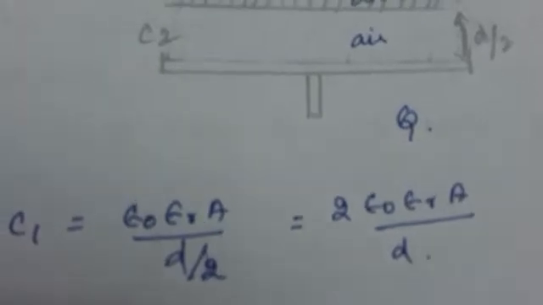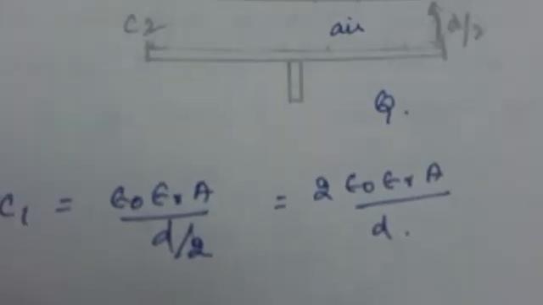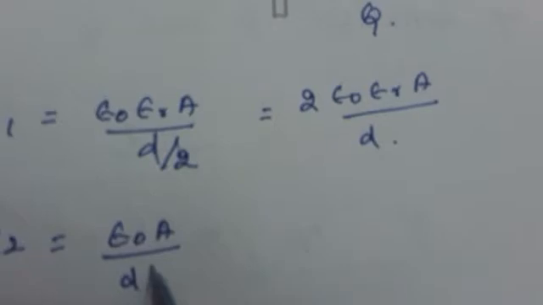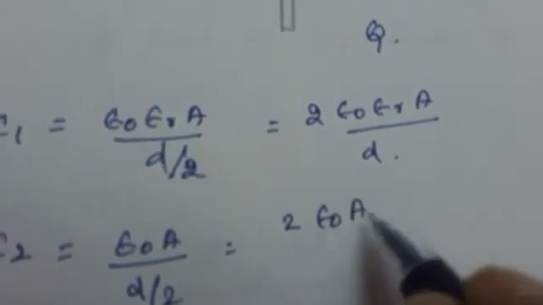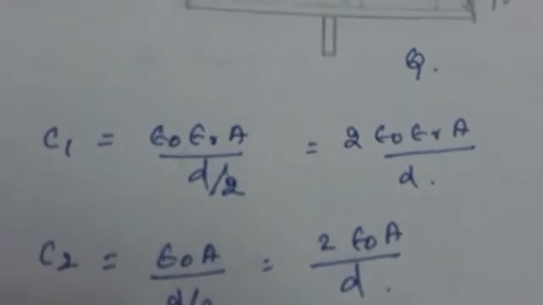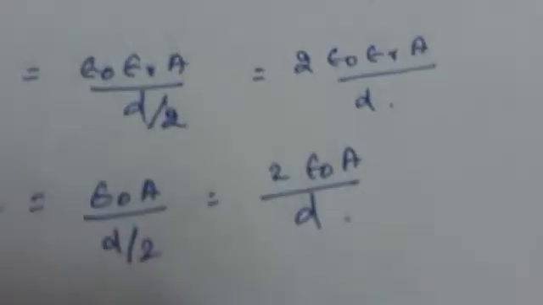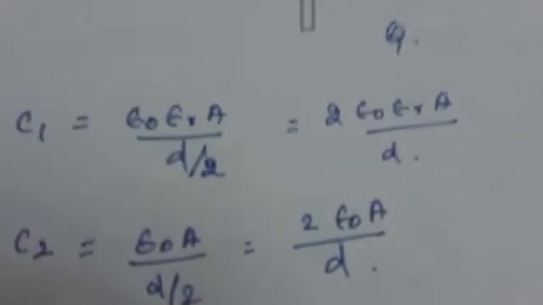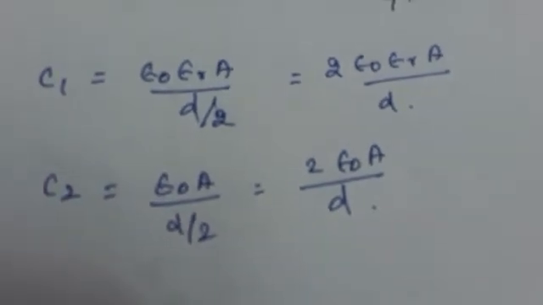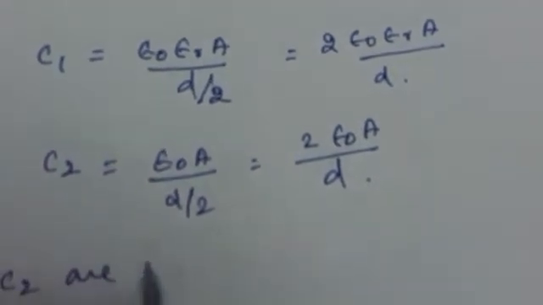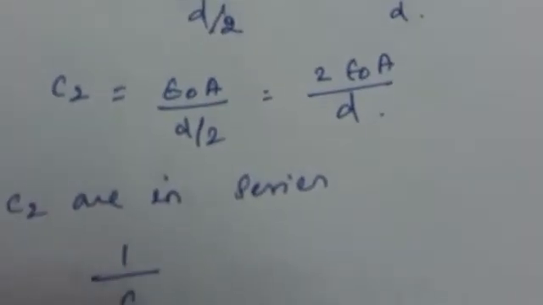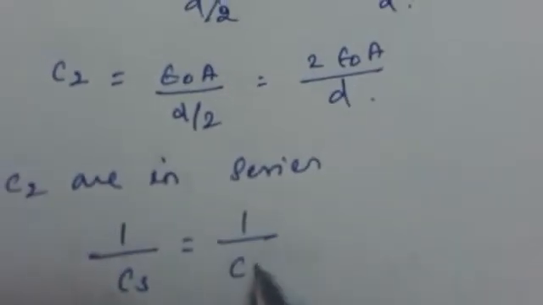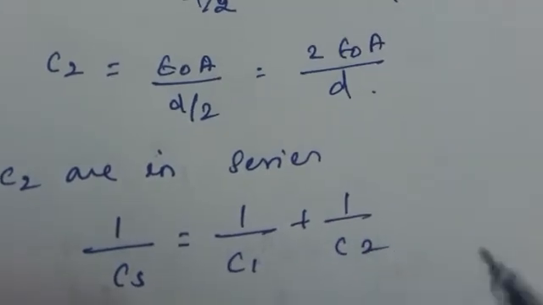Now the capacitance without dielectric, that is C2, is epsilon 0 A by, here also the distance of separation is D by 2. So this is 2 epsilon 0 A by D. Now these two combinations are in series. So we can write C1 and C2 are in series. So what will you get? 1 by Cs, the effective capacitance, is equal to 1 by C1 plus 1 by C2.